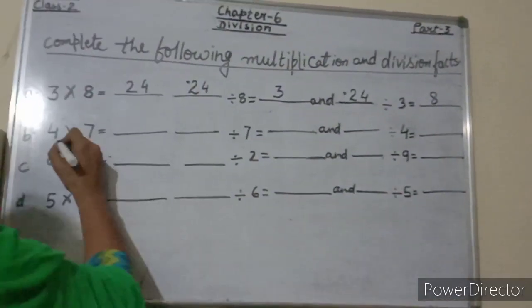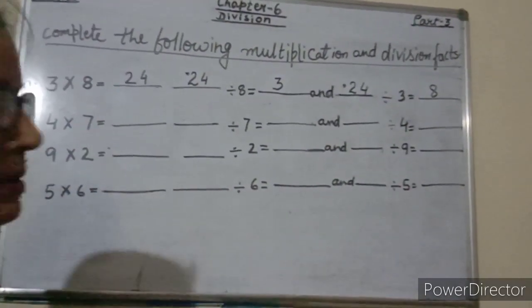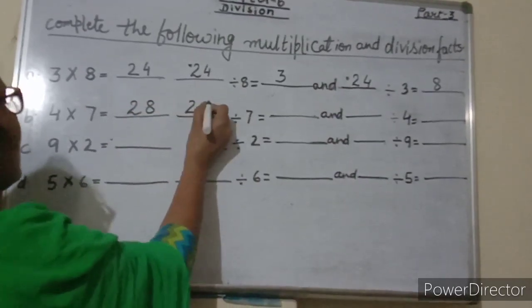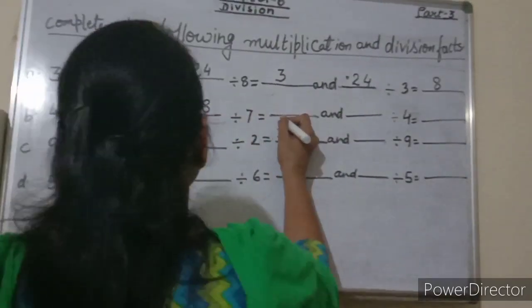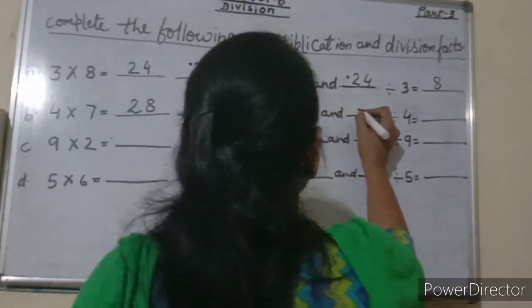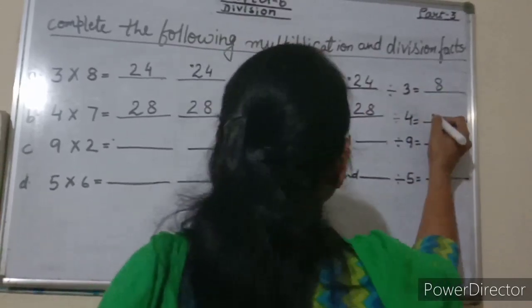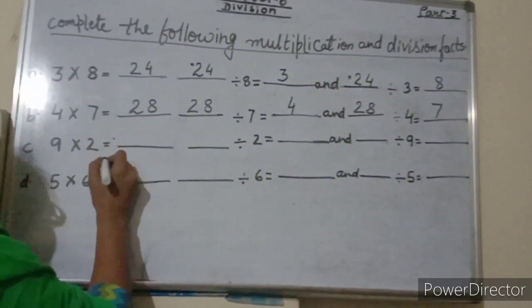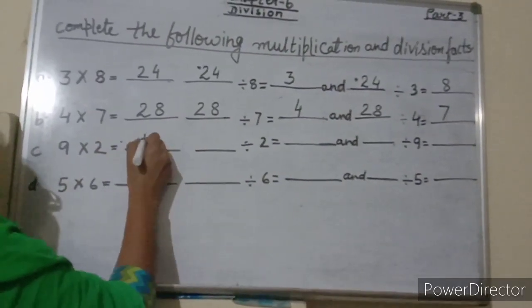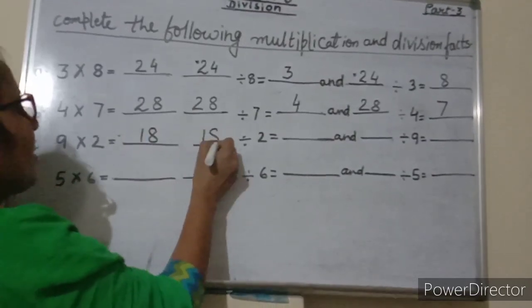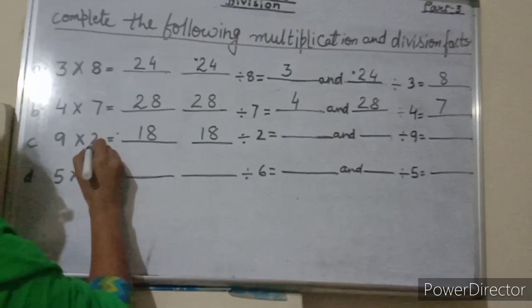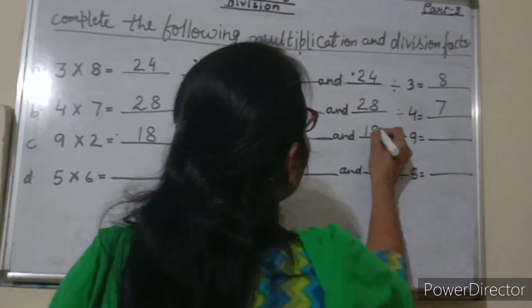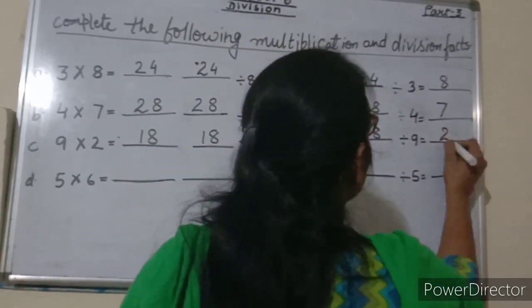Now again 4 into 7. So 4 sevens are, yes, 28. Now again 28 divided by 7 is equal to 4. And 28 divided by 4 is equal to 7. Now come to the next. 9 into 2. So 9 twos are, yes, 18. So 18 divided by 2 is equal to 9. And 18 divided by 9 is equal to 2.